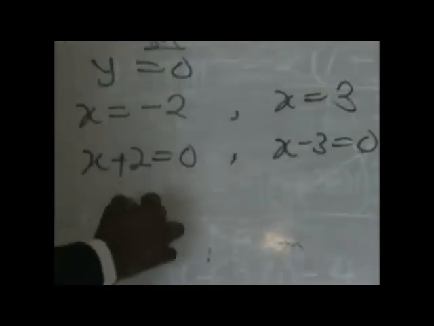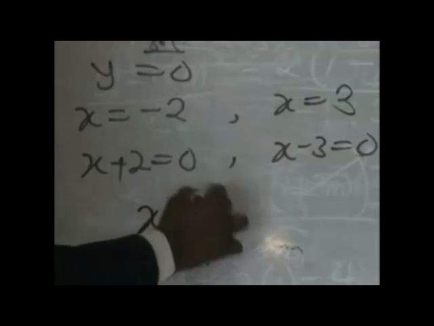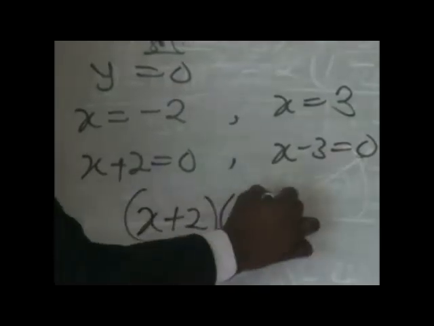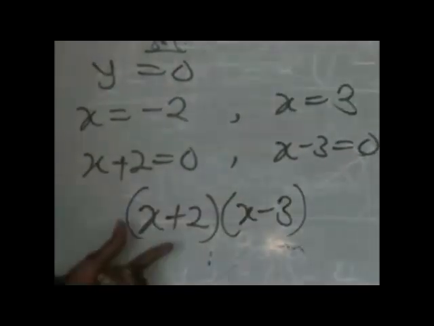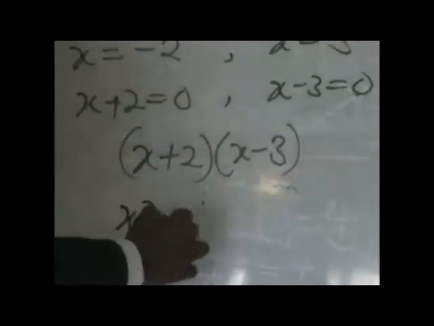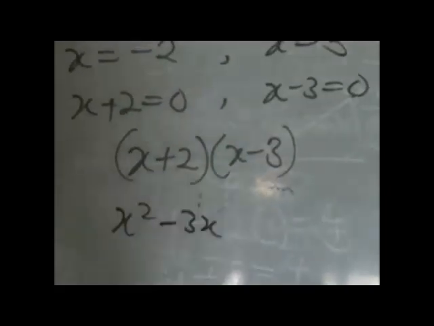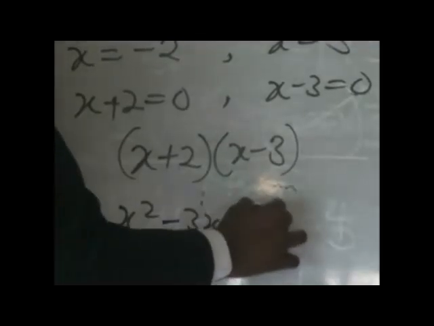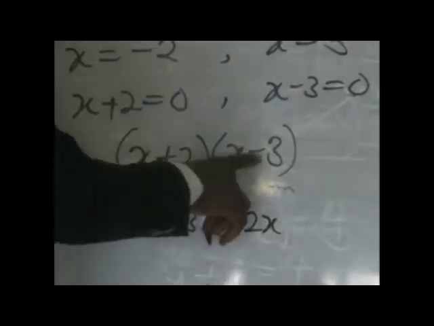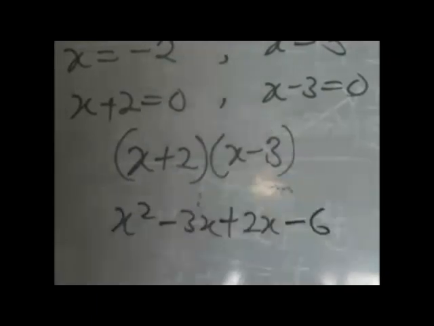So what you just have to do is to combine it, x plus 2 and x minus 3. You just open the bracket, okay? So x times x will give us x squared. x times minus 3 will give you minus 3x, okay? Plus 2 times x will give me plus 2x, while 2 times minus 3 will give me minus 6.